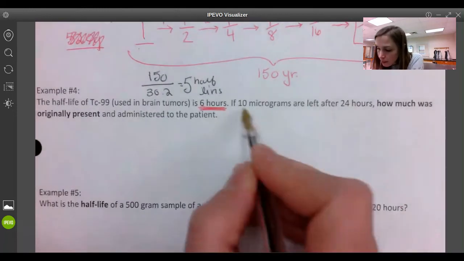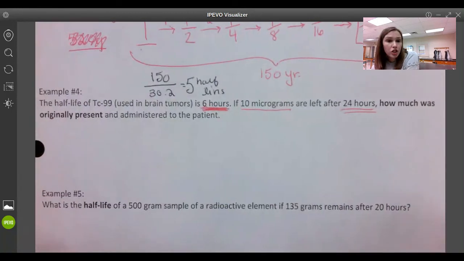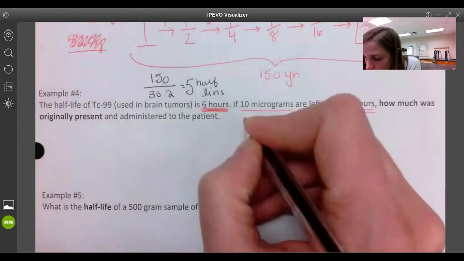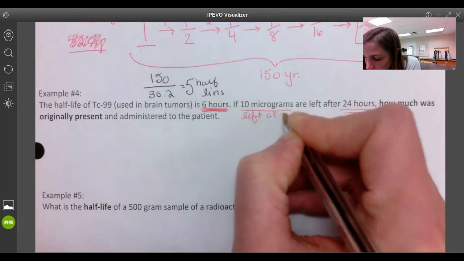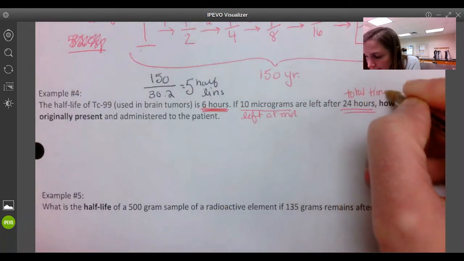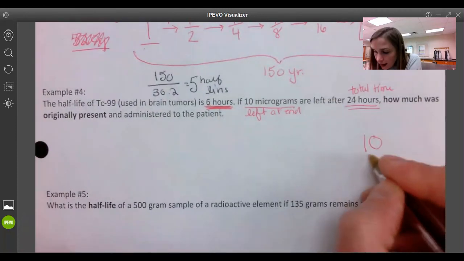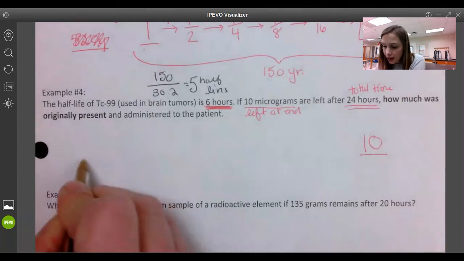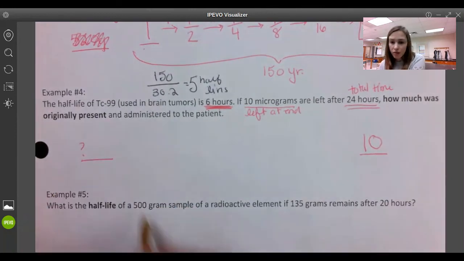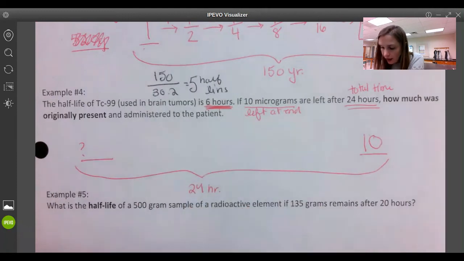It says if 10 micrograms were left after 24 hours, how much was originally present? So now we're looking at how much is left at the end. This is my total time, and then we know that that's our half-life time. So in this case, I have 10 grams at the end, and I don't know how much I started with, but I do know that this took 24 hours.